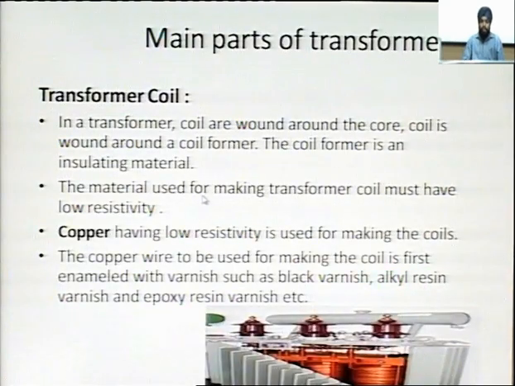Next is the transformer coil. In the transformer, coils are wound around the core. Coil is wound around the coil former. The coil former is an insulating material. The material used for making the transformer coil must have low resistivity. So copper, having low resistivity, is used for making the coil. You can see this is the transformer coil made up of copper material.